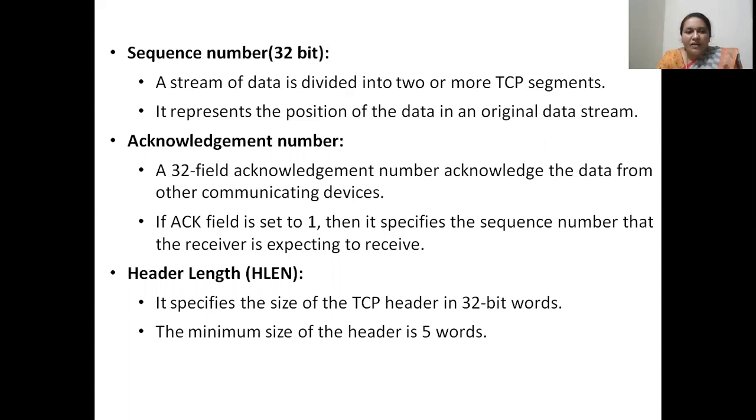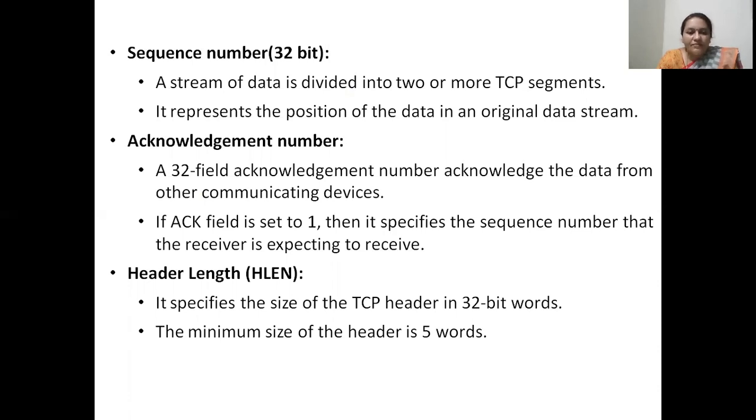field. The acknowledgement number field is a 32-bit field, and this field contains the acknowledgement number for the data which is sent by the other communicating device. If the acknowledgement field is set to 1, then it indicates that the receiver is expecting to receive the segment 1 as the next segment.